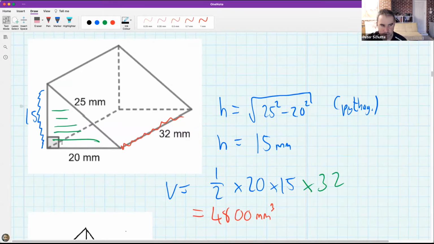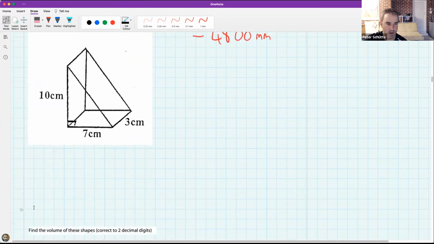When you see triangular prisms, make sure that you've got, I suppose you could use the area rule. Now, in this case, you needed to really find that 15. So you could have used trigonometry or Pythagoras to find that. But really, in the end, it comes down to 4,800 millimeters cubed. Okay, that looks pretty good to me from what I'm seeing in the chat. And so I'm going to move on to our third shape.